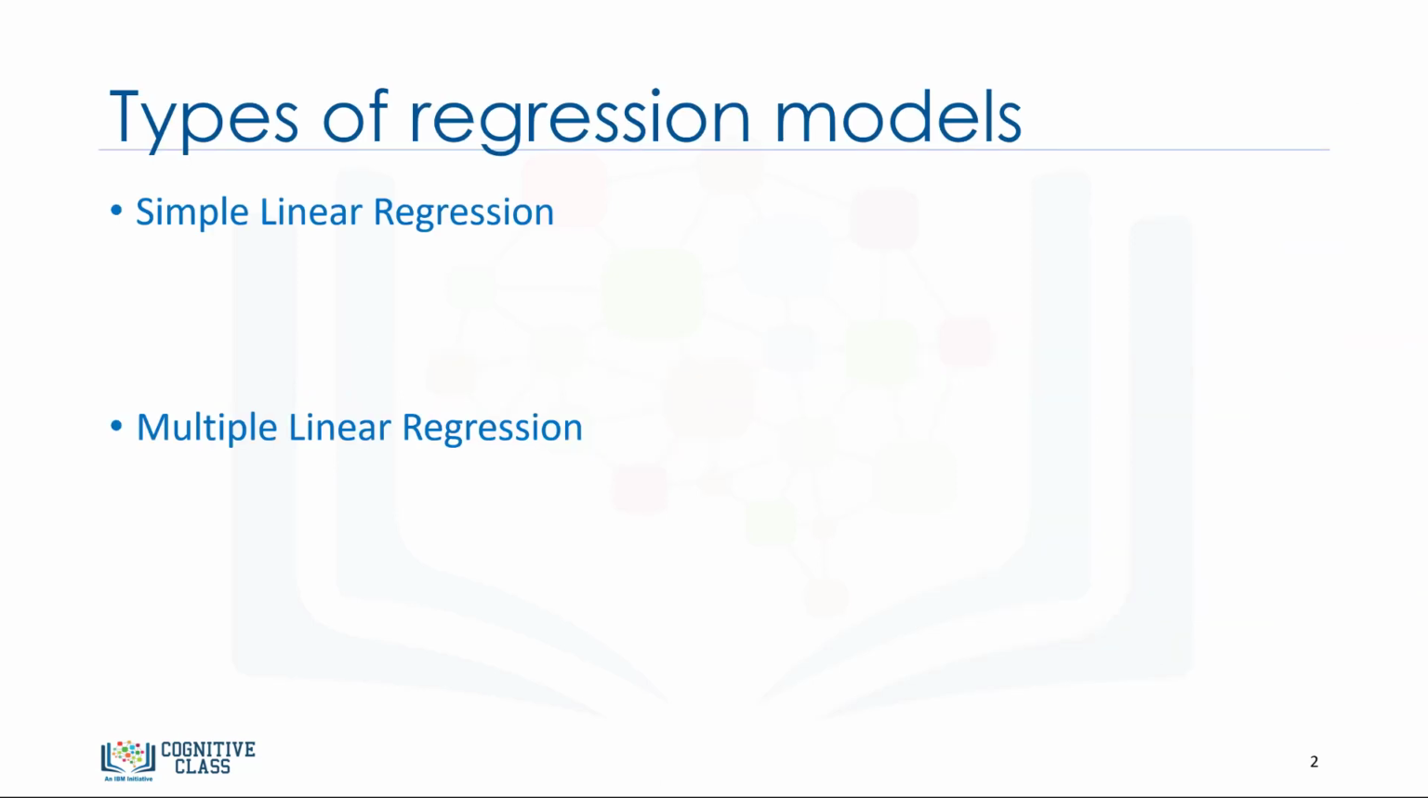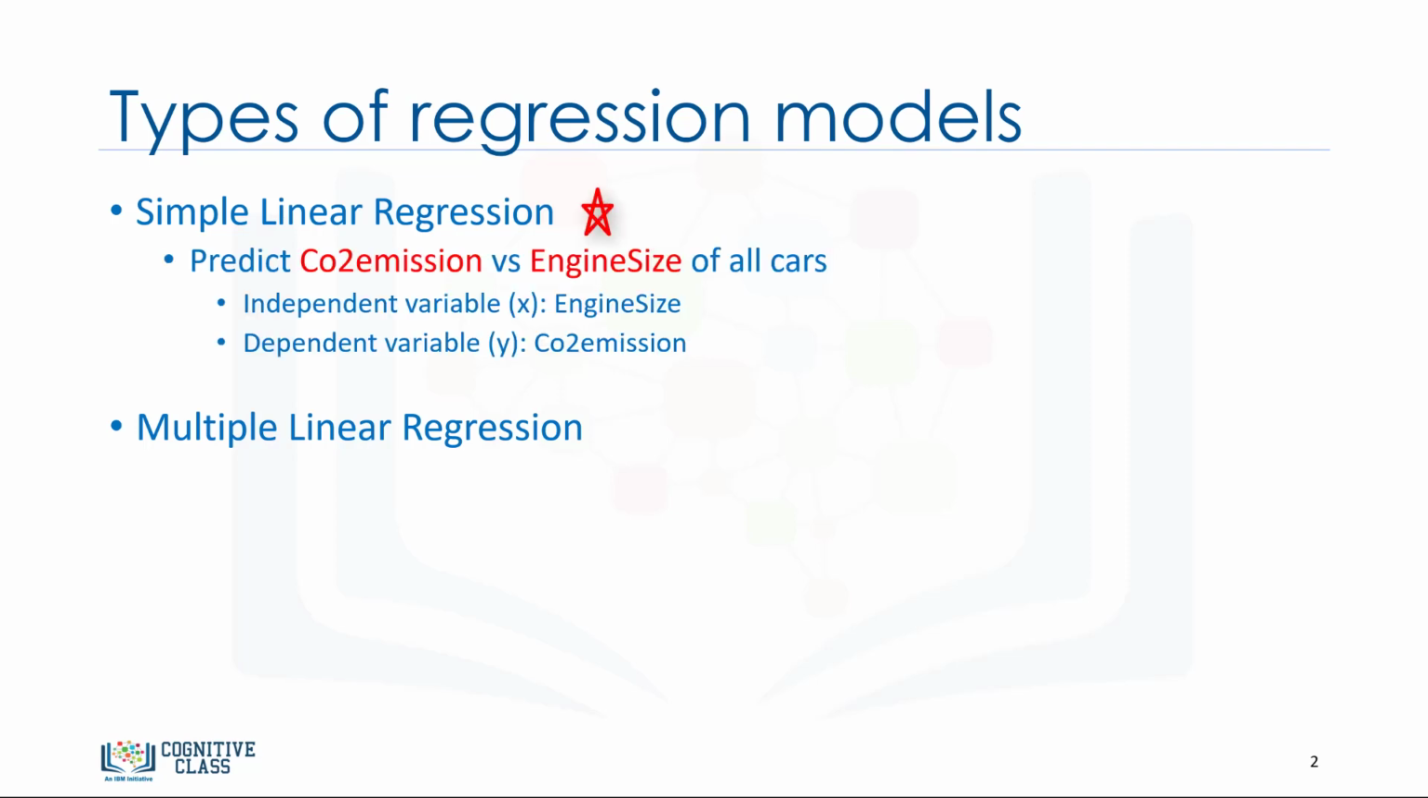As you know, there are two types of linear regression models, simple regression and multiple regression. Simple linear regression is when one independent variable is used to estimate a dependent variable. For example, predicting CO2 emission using the variable of engine size.